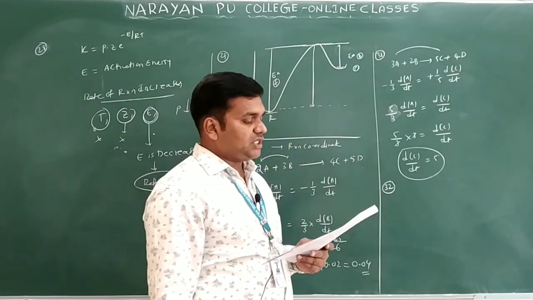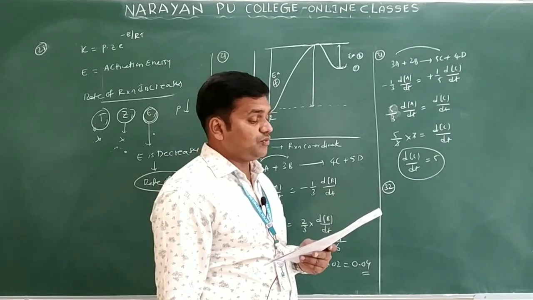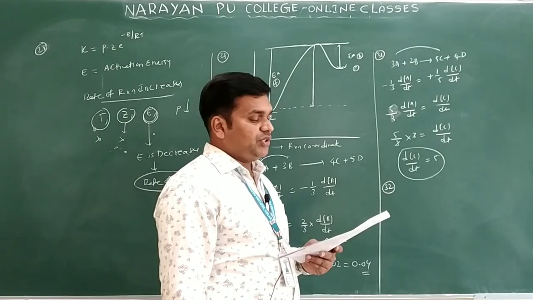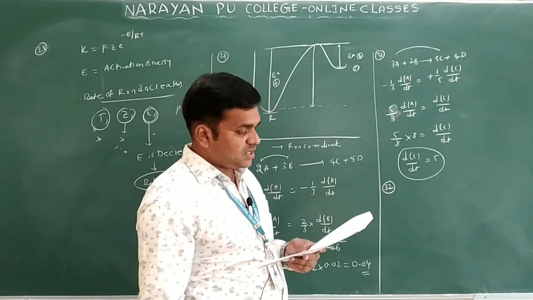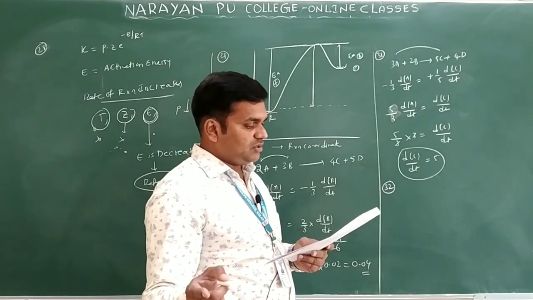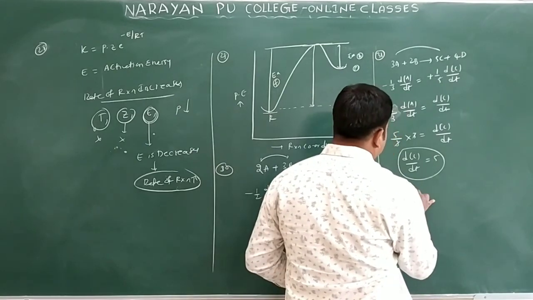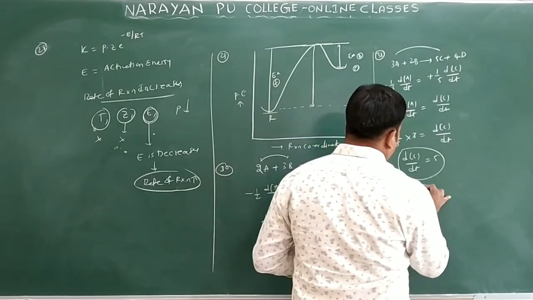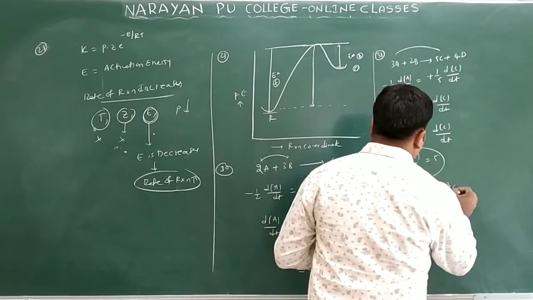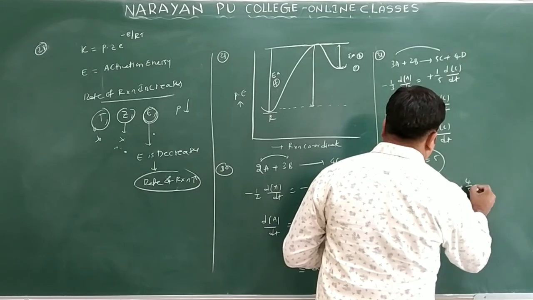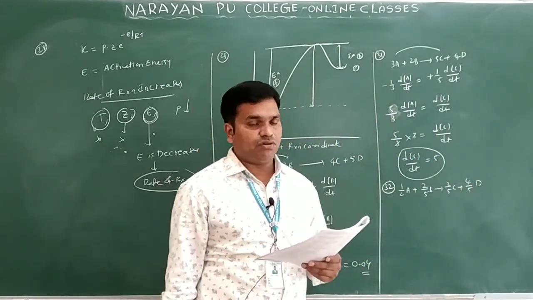In the given reaction 1 by 2 into A + 2 by 5 into B gives rise to 3 by 5 into C + 4 by 5 into D, the rate of formation of C is 6 mole per liter per second. Find the rate of reaction. The formation of C is given. So generally, what equation is given? 1 by 2 into A + 2 by 5 into B gives rise to 3 by 5 into C + 4 by 5 into D. The rate of formation of C is 6. Find out the rate of the reaction.